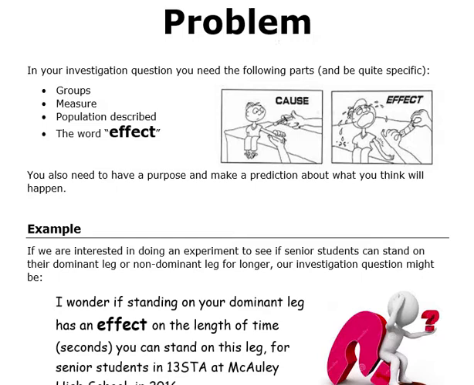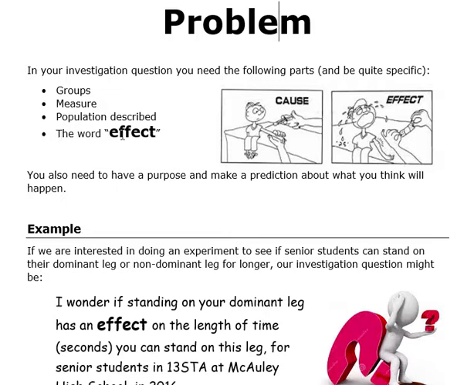When we define a problem for an experiment, we need to make sure we have a few things in there. We need to talk about the groups: what's our treatment group, our control group? We need to talk about the measure. What is it that we are measuring? Is it the height, the length, the response rate, whatever it is, what's the measurement that we're making? What is the population? We've got to describe that quite specifically.